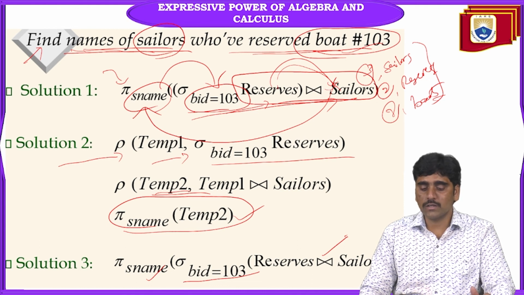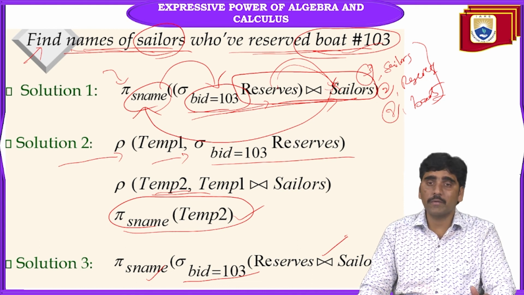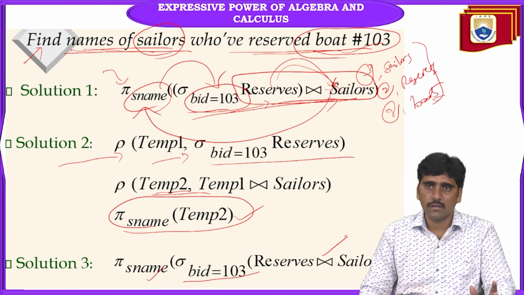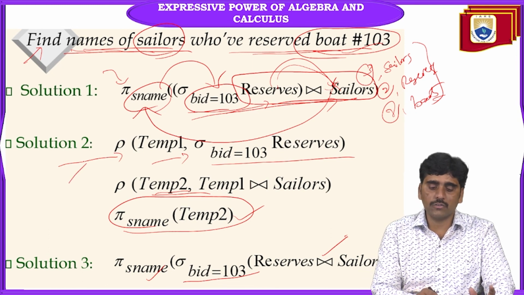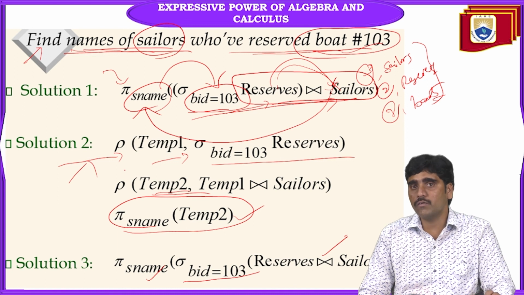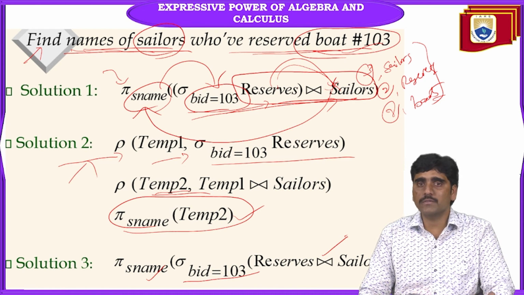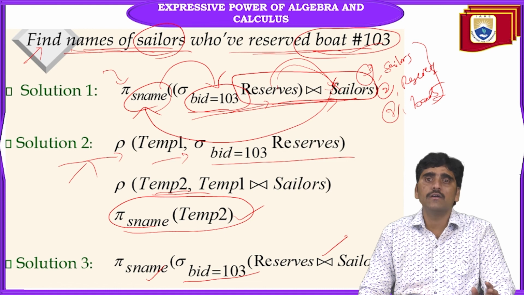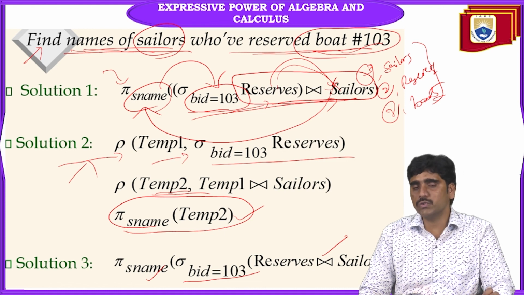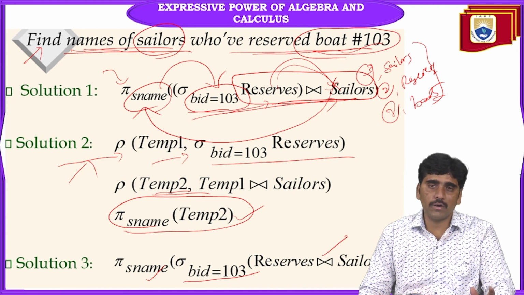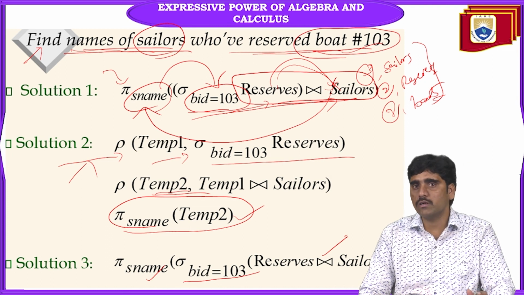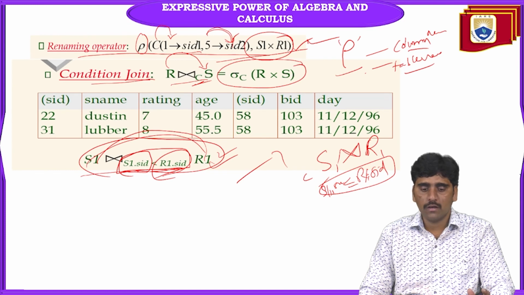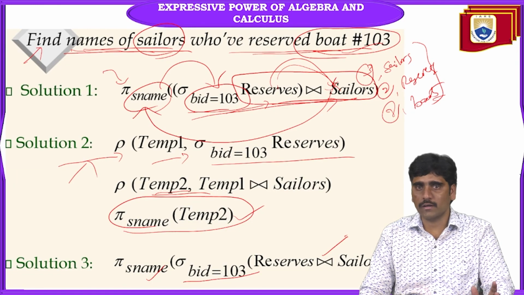So this is all about the expressive power of algebra and calculus. To represent all these join operations, we have to specify that the column size of table 1 is equal to the column size of table 2, and the data types of the columns of table 1 are equal to the data types of the columns of table 2. So this is all about the expressive power of algebra and calculus.